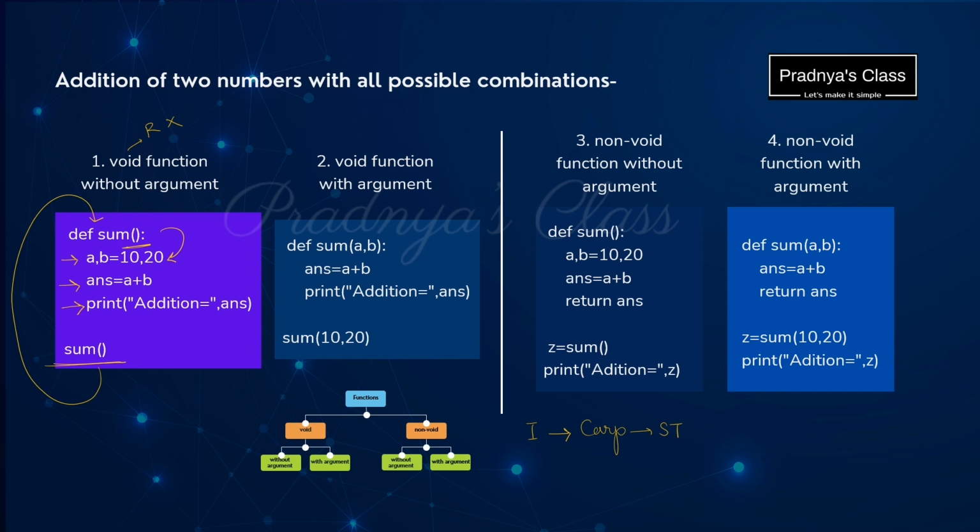Now look at the second type of function. Void means not returning anything. What's the second criteria? With argument. Here is the function call. With argument means we are passing some values to the function.